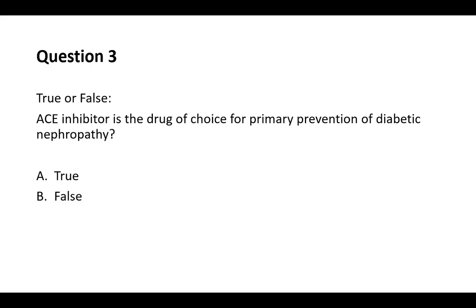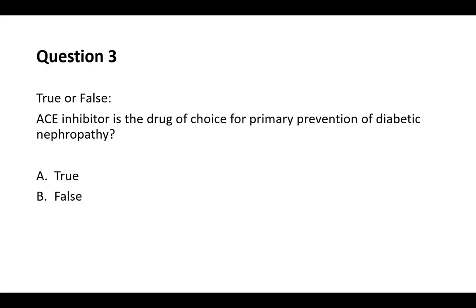ACE inhibitor is the drug of choice for primary prevention of diabetic nephropathy. A. True, B. False. False. It is for secondary, right? Because that's when they were invented early, because they were so good that people thought to give every diabetic patient. But then there's a lot of diabetic patients, not all of them need it. Okay, so sometimes you have to be careful.